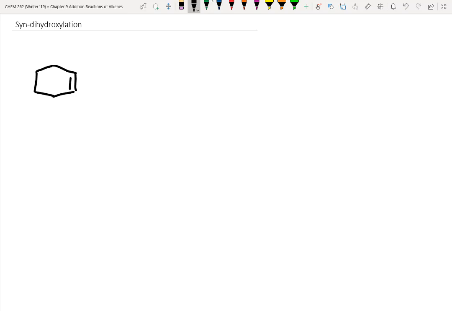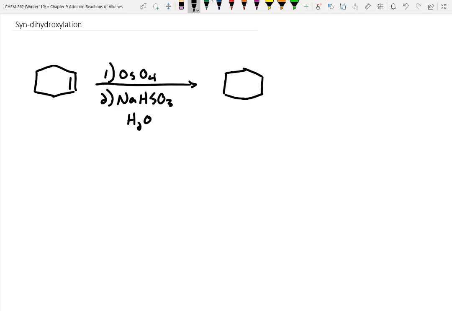So the first one uses osmium tetroxide, so OsO4, followed by sodium bisulfite, NaHSO3, and water. And that will install two different alcohols in a syn orientation. For this particular example, do I need to worry about stereoisomers? Why not? It's a meso compound. However, if we have other functional groups coming off, meaning there's no plane of symmetry, then we would have to worry about getting a mixture of stereoisomers.